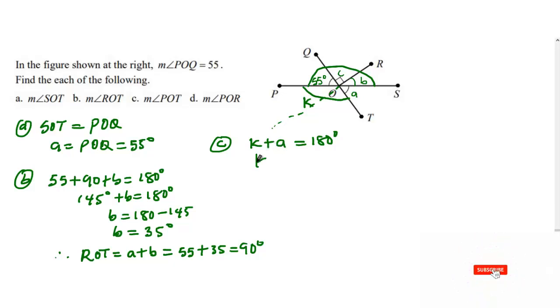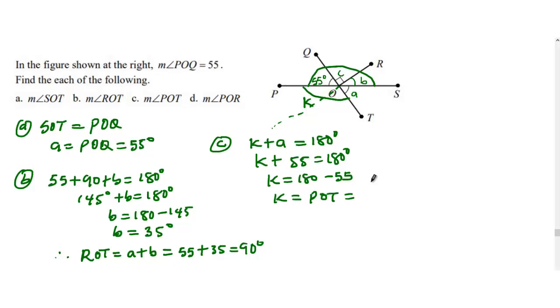So in that case, K plus A, A has been gotten, that is 55, right? It's got to be 180 degrees. So we can say that K is 180 minus 55. So in that case, K, which represents POT, will be 180 minus 55, that is 125 degrees. Perhaps someone said, okay, why can't you use the other method?